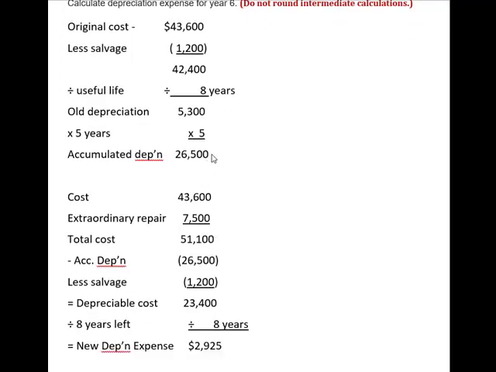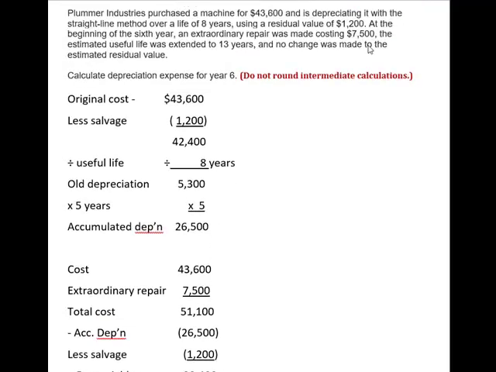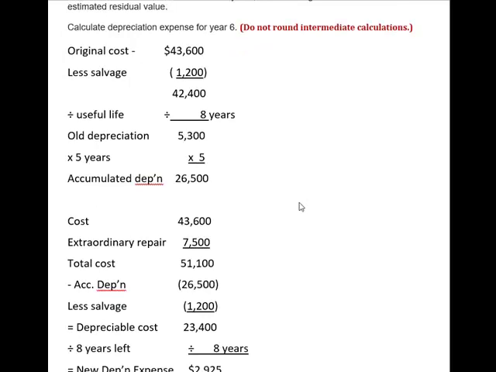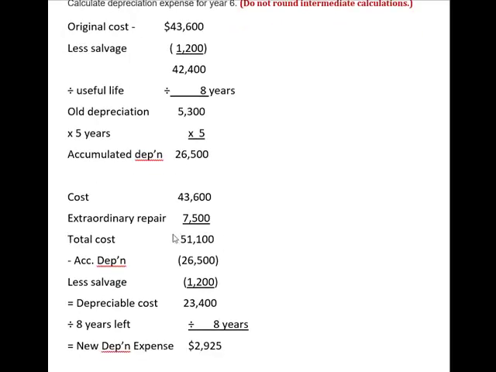So once we have done all of this, then we go back to our original cost again, because we're going to compute our new depreciation expense. So we'll begin again with our original cost, except now we need to take into account this extraordinary repair. And as you know, when extraordinary repairs are done, we capitalize them, we add them to the cost of the asset. So I'm doing that to get to a total cost for the asset.